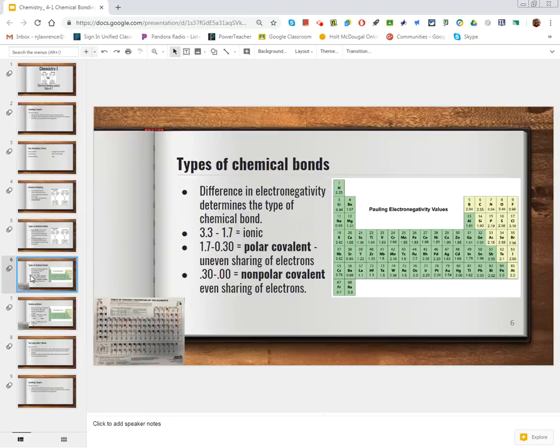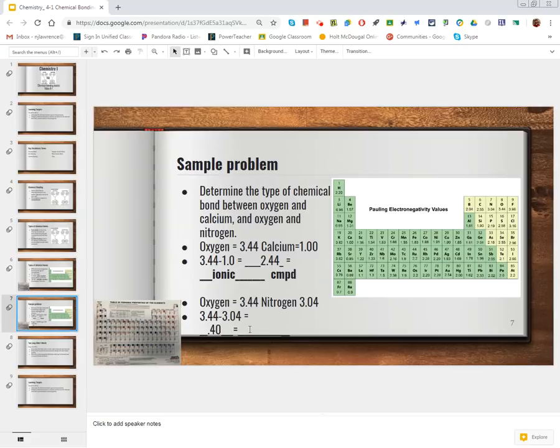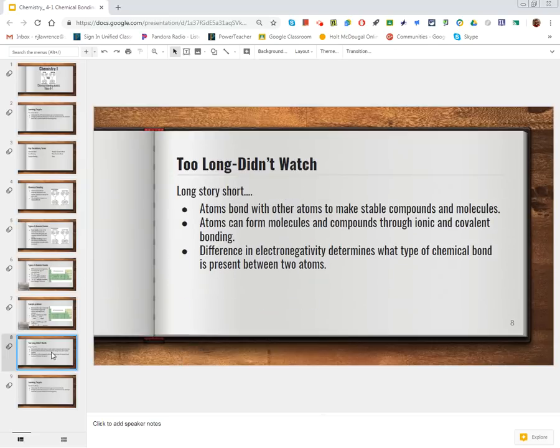Go back and look at your range. I see that 0.40 is what we call polar covalent. And so therefore, this would have what's called a polar covalent bond. I'm going to call it PC for polar covalent. And then again, this would be called a molecule because it's bonded covalently. So really, that's it.